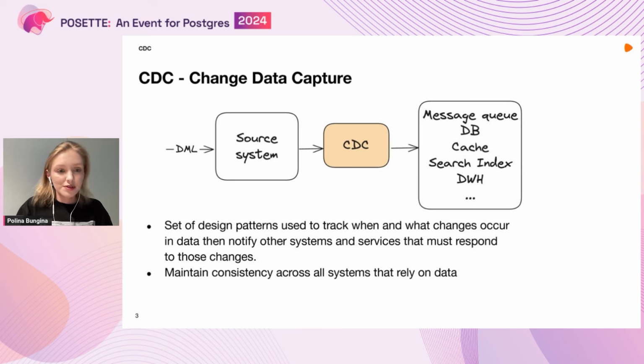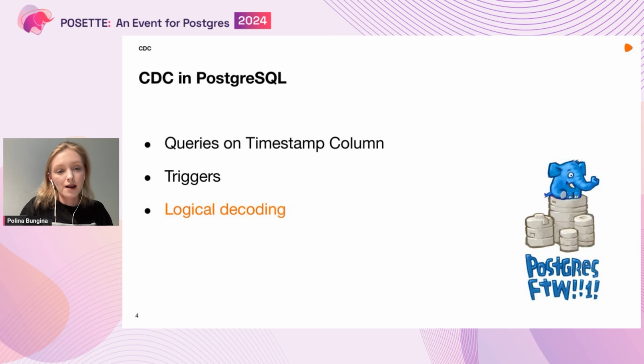So first, CDC is essentially change data capture. It's a set of design patterns used to track changes that occur in your data, when and what kind of changes, and then notify the external systems about those, which basically helps you to maintain consistency across all of those systems. For Postgres, we mainly have three approaches to do that.